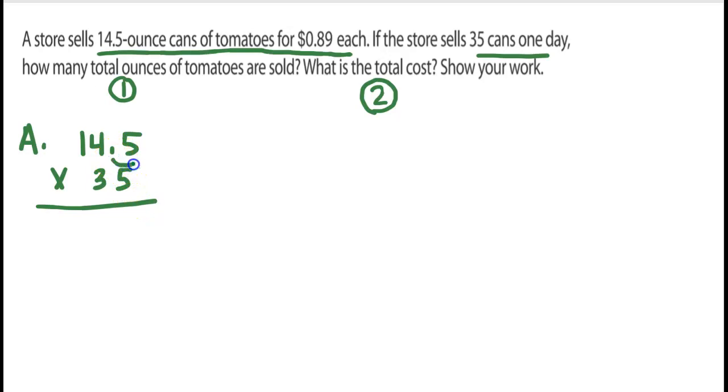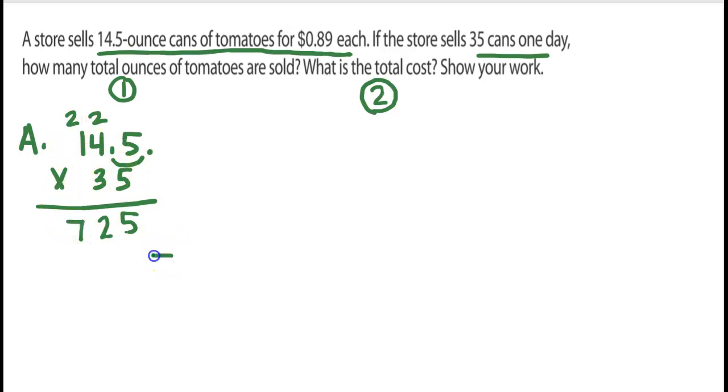So I'm moving it one place to the right to get me a whole number. So now I have 145 times 35. That's easy. You've done it before. So 5 times 5 is 25. I'm going to drop my 5. Carry my 2. 5 times 4 is 20, plus 2 is 22. Drop my 2, carry my 2. 5 times 1 is 5, plus 2 is 7.